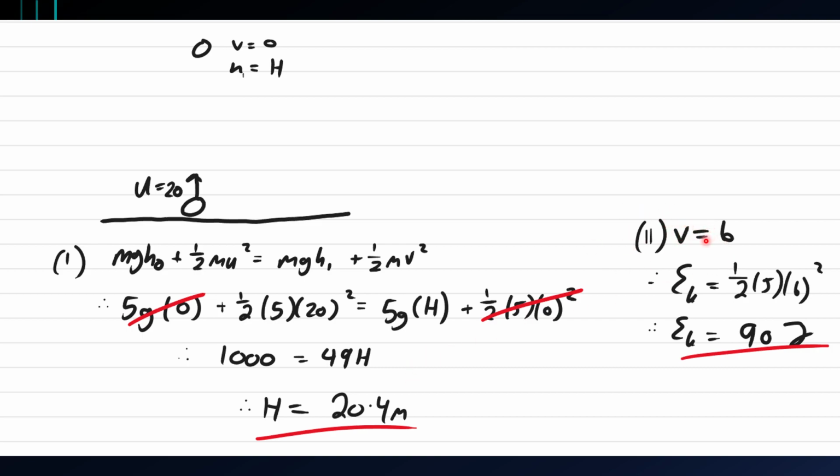Secondly, at 6 meters per second, the kinetic energy is a half times 5 times 6 squared, which turns out to be 90 joules. So when it's at 6 meters per second, so roughly about, draw it in, so roughly about here, its kinetic energy will be 90 joules.